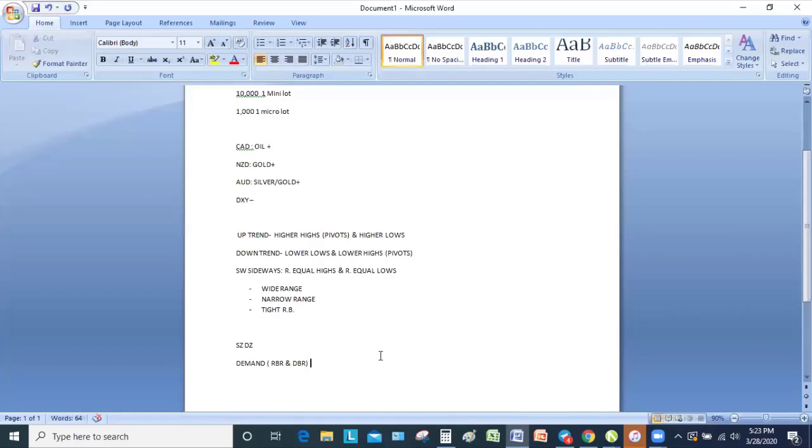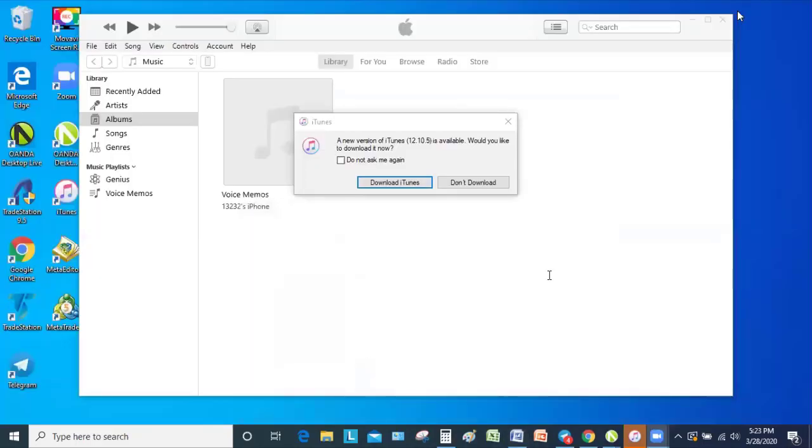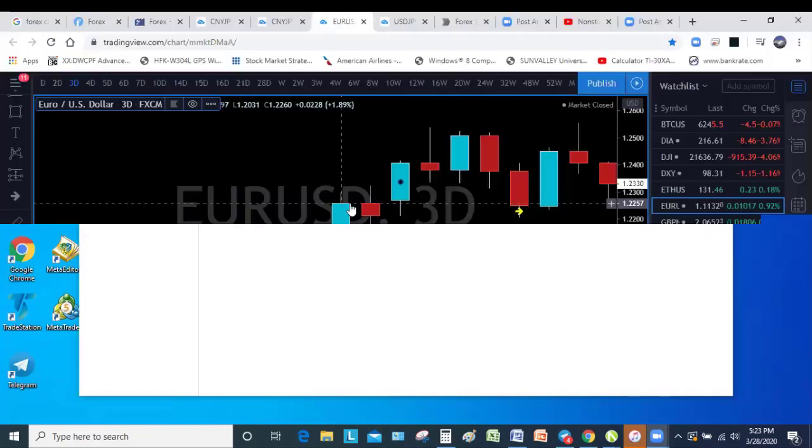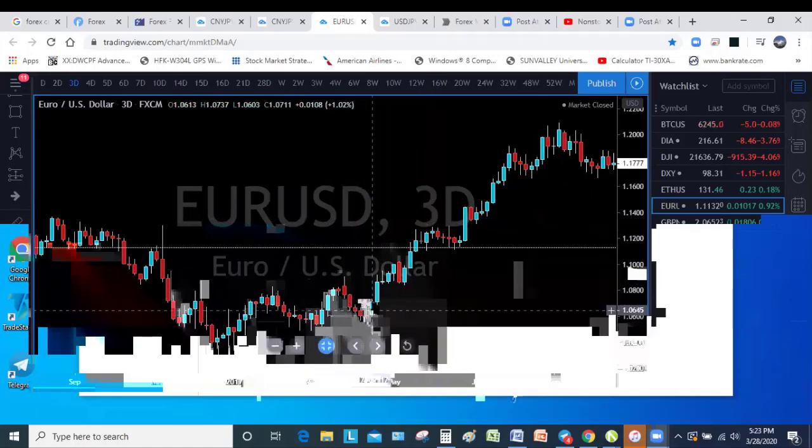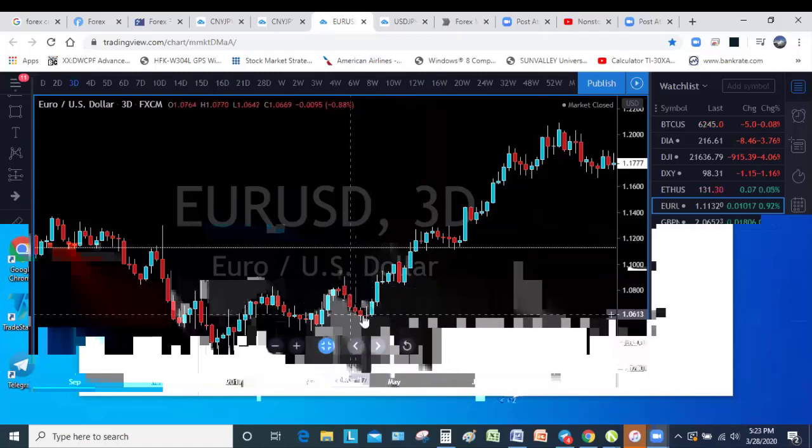So in demand, when you're looking for a rally-base-rally, that is called a continuation pattern, okay? The other one would be what? Drop-base-rally. So that makes that a reversal, right? Now, reversal patterns, most reversal patterns are found where? Higher time frames. No, not necessarily, right? A reversal pattern or drop-base-rally is typically found at the bottom of a trending market.